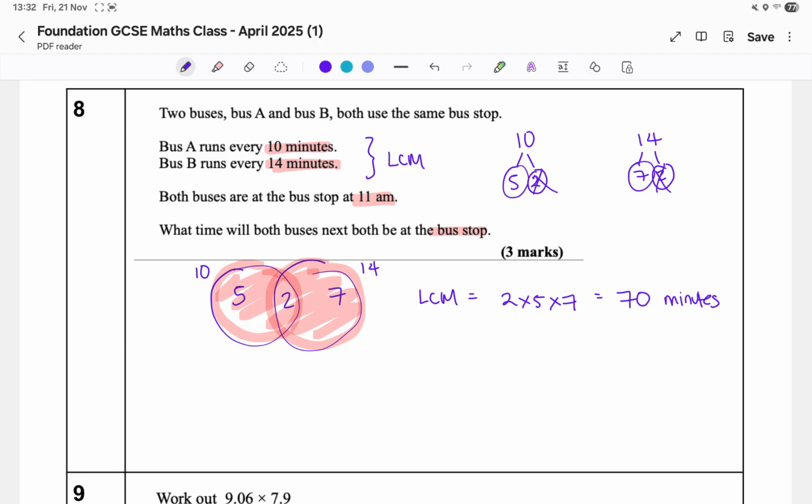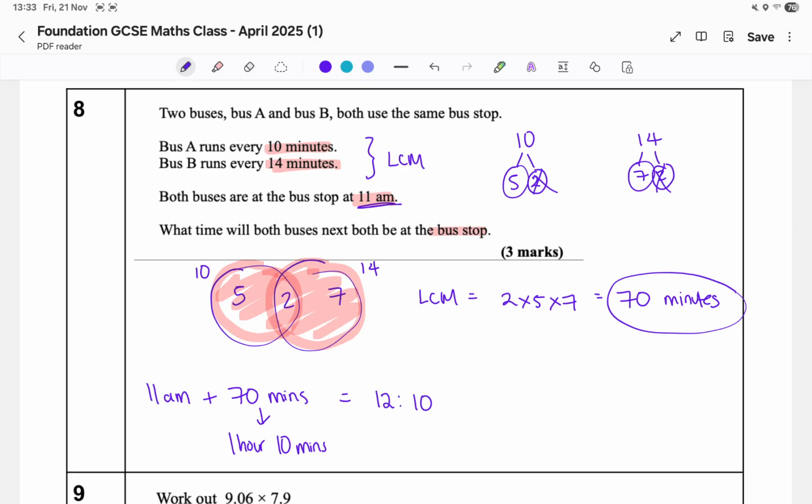So we found out what it is. Both buses are at the stop at 11 a.m. What time will they both be at the bus stop next? We know after 70 minutes they're going to both be at the bus stop. So I can do 11 a.m. plus 70 minutes. 70 minutes is just 1 hour, 10 minutes broken down. So 11 a.m. plus an hour is 12 p.m. 12 plus 10 is 12:10. So the next time they're going to be together is 12:10 p.m.